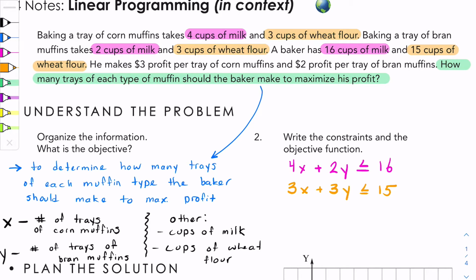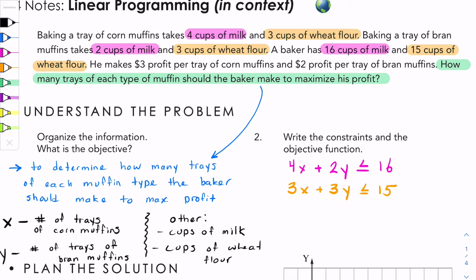We have 2 other constraints. We have to specifically focus on just our variables x and y. Can you ever bake a negative number of trays of corn muffins? Does that even make sense to ask? No, I see a lot of you shaking your head no. You can't make negative muffins. That literally makes no sense at all.